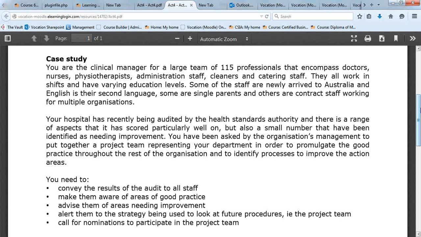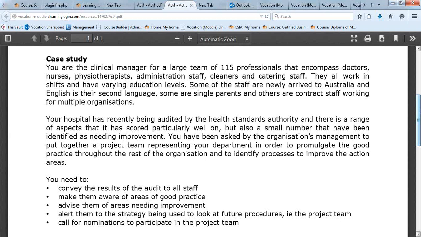Some of them are doctors, some of them are nurses, some of them are physiotherapists, administration staff, cleaners and catering staff. So one of the big things you have to look at is, when you're relaying information about this, it's really important to look at the different levels within the organisation, because that's really going to determine how you can communicate or relay this type of information or call for this information as well.